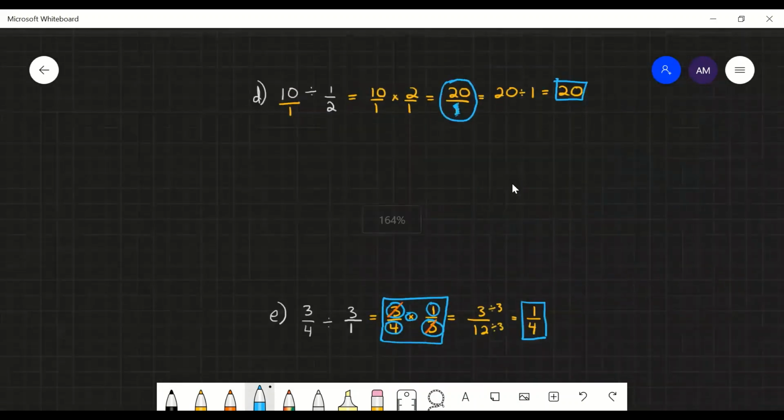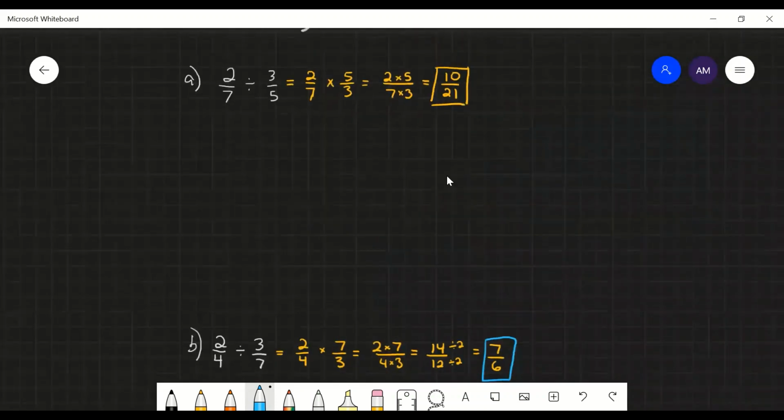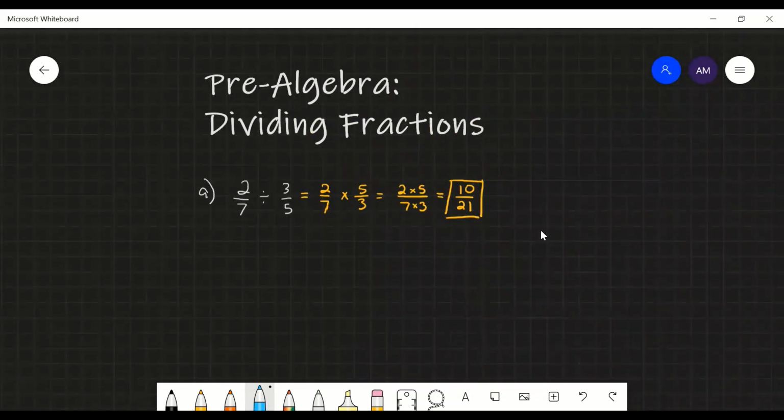So that's it for division. Again, it's just the same as multiplication, but you have to flip the second fraction before multiplying. So not very complicated. You'll see in the next video, though, adding and subtracting fractions, that can be a little bit more complicated. So get ready for that.